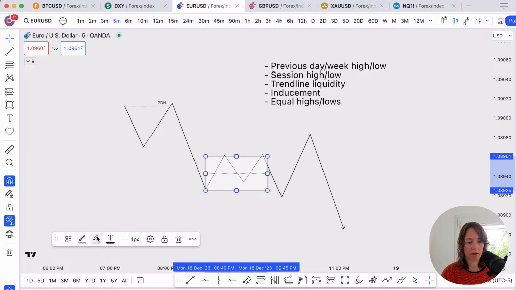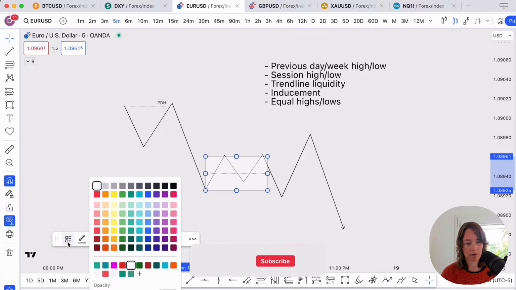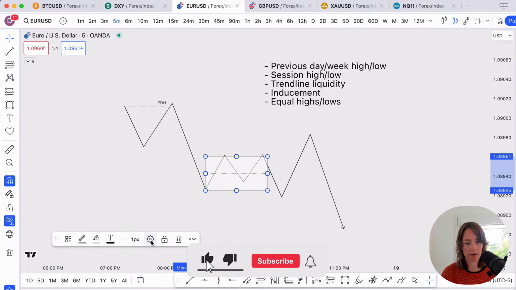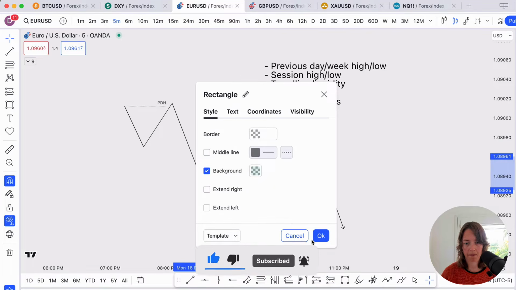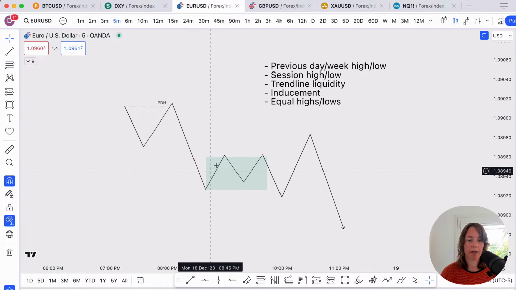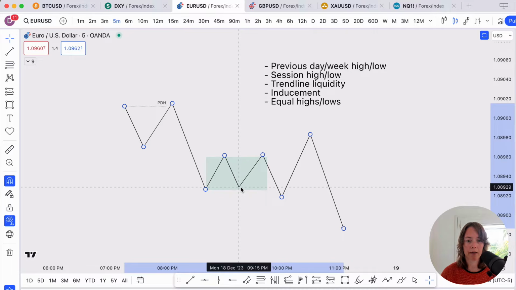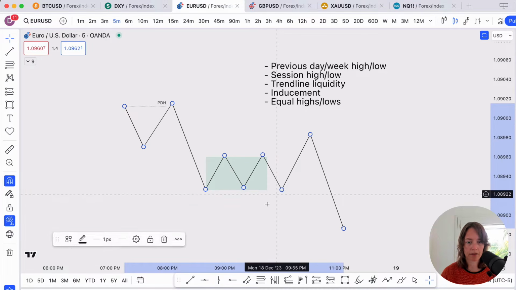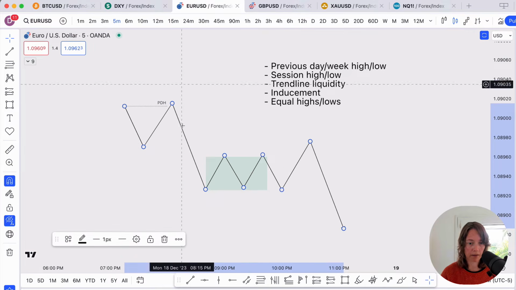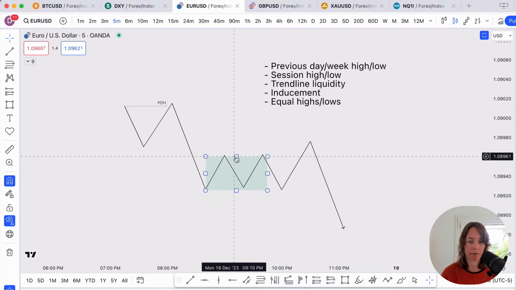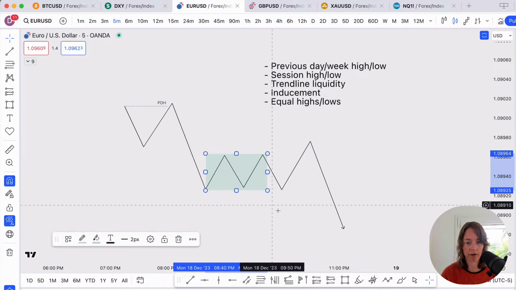Let me do it like this. And you see that price has been accumulating like this. And you still have a bearish bias. So in all these examples, I take a bearish bias because that's the narrative on the higher time frame.